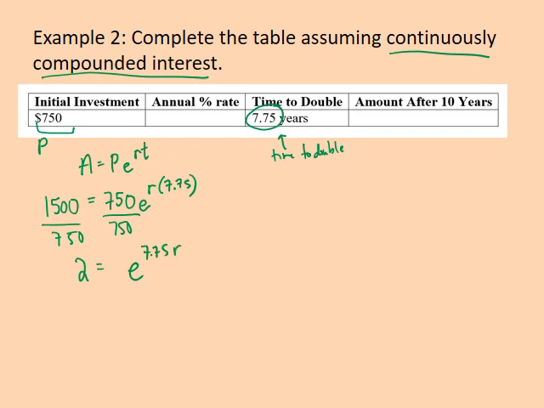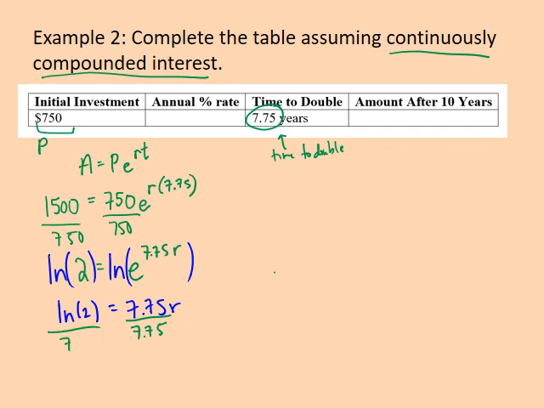Now because we have the E isolated, we need to take the natural log of both sides. So when we take the natural log of both sides, on the left side we have the natural log of 2. On the right side, the natural log and the E undo each other, and we're just left with 7 3/4 times R. Now we need to divide both sides by our 7 3/4. And when we do that, we get R to be approximately equal to this very long decimal.